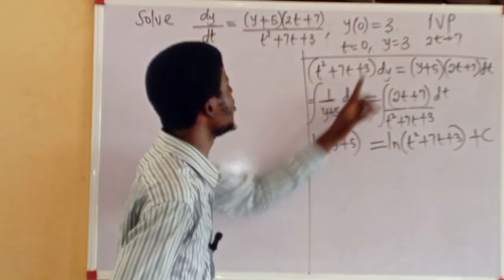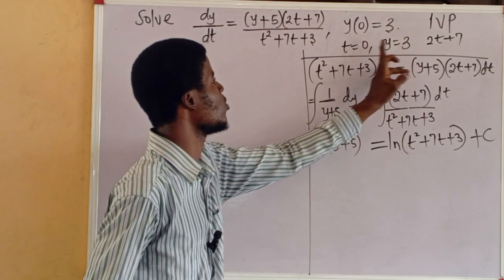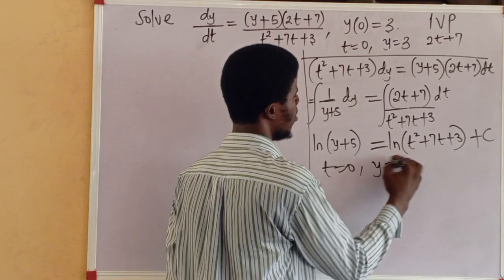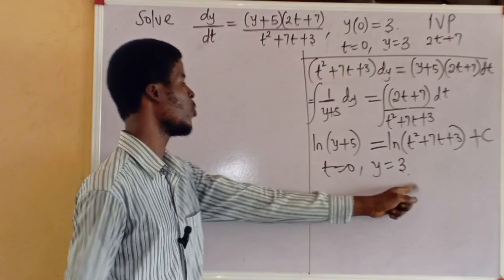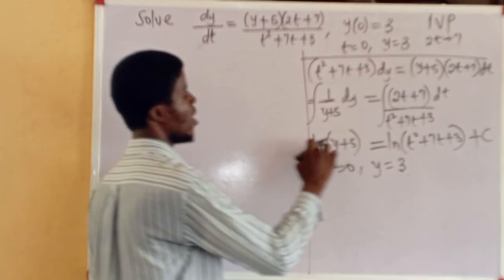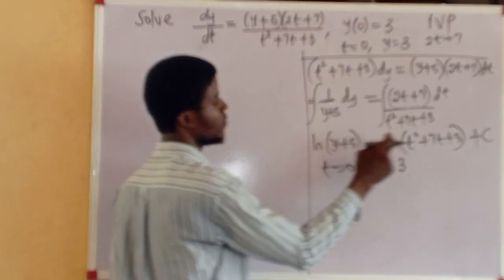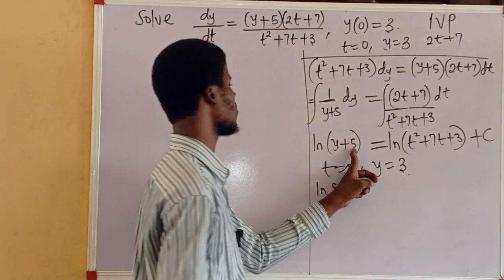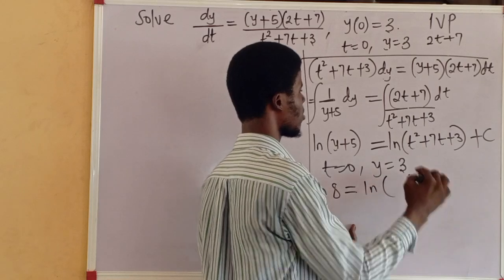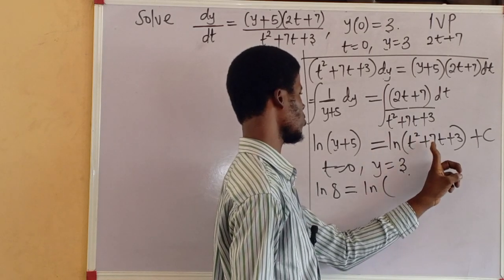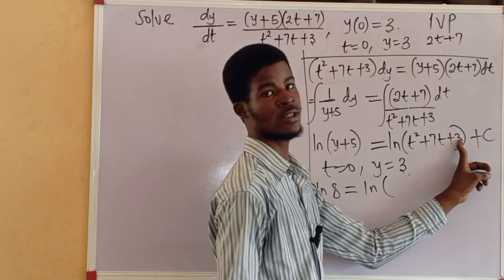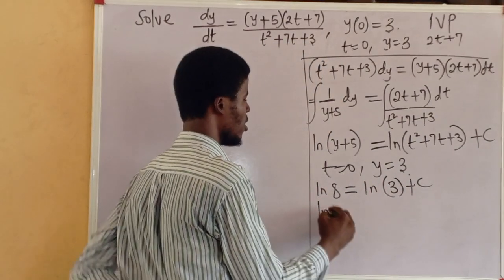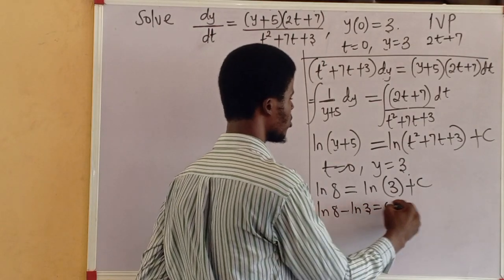I want to apply the initial conditions: when t equal to 0 and y equal to 3. So in place of y, I'll write 3, and in place of t, I'll write 0. So this is ln 8, since 3 plus 5 is 8, equal to ln of 0 squared, which is 0, plus 7 times 0, which is 0, so we have just 3 left. That's ln 3 plus c. So ln 8 minus ln 3 is equal to c.